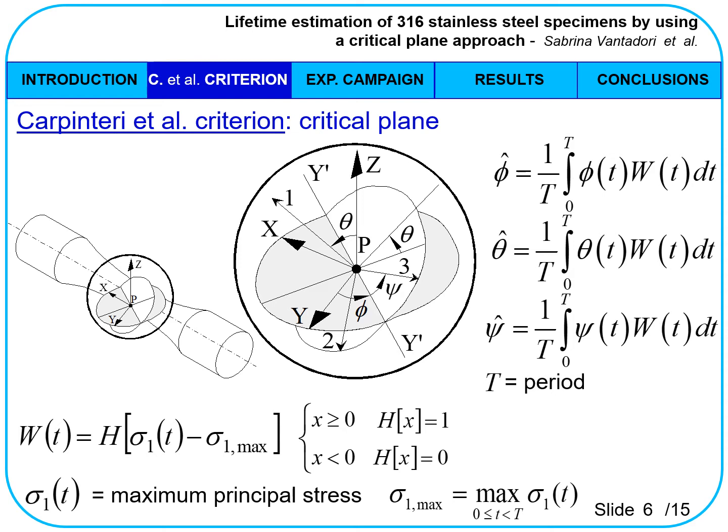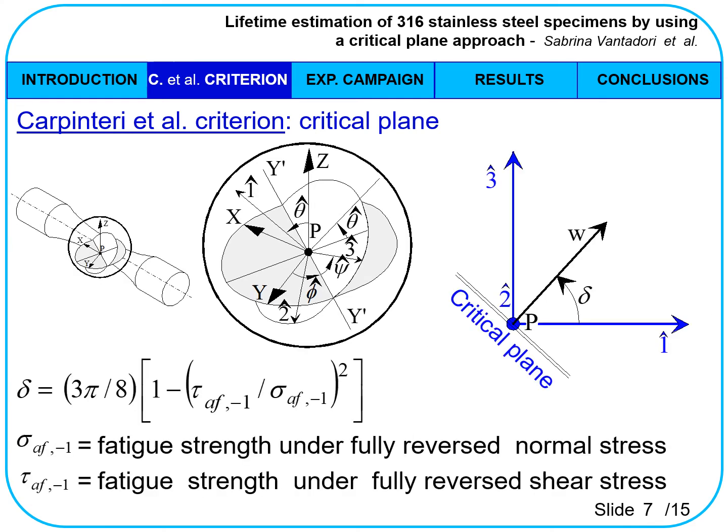The mean principal stress directions are defined by averaging the instantaneous values of such angles as is reported on the right-hand side. By assuming the weight function W here reported on the bottom, the average principal stress axes, namely in the following 1-hat, 2-hat, and 3-hat, coincide with the instantaneous ones at the time instant when sigma 1 achieves its maximum value during the period.